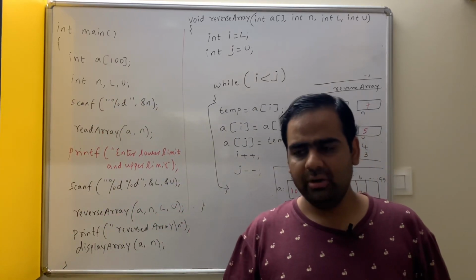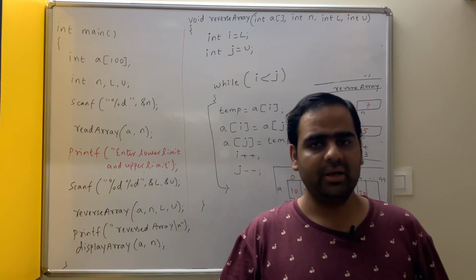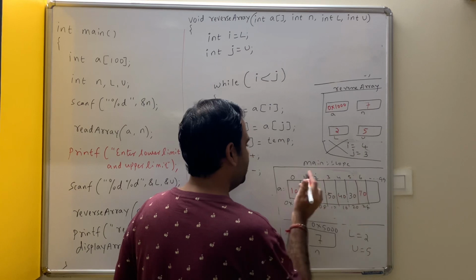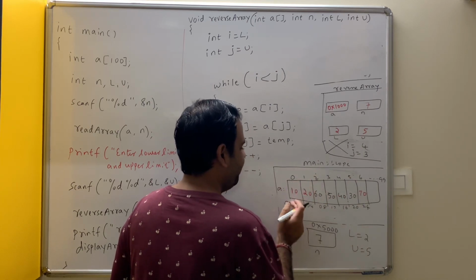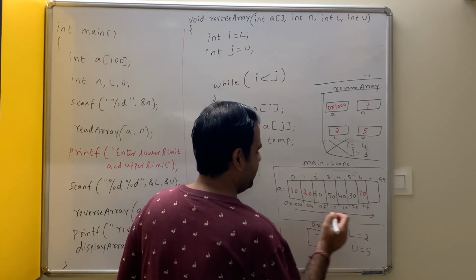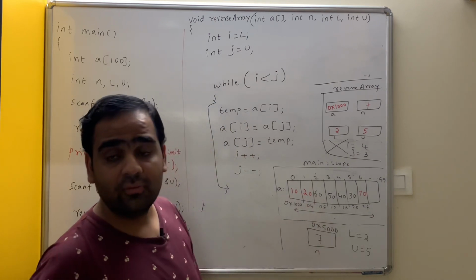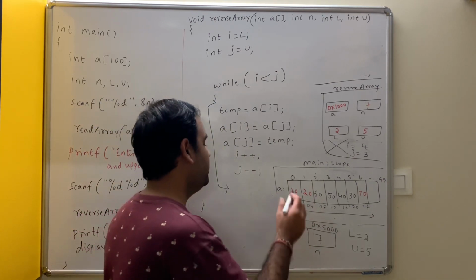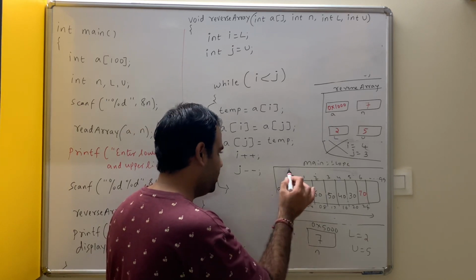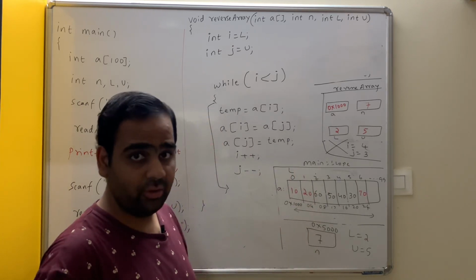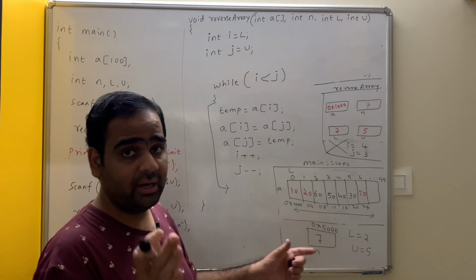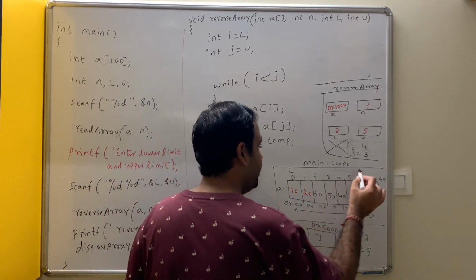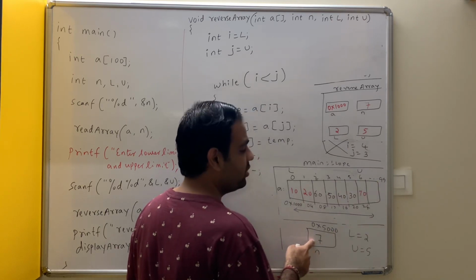Now the assignment would be, how do you reverse the complete array? If I want to reverse the complete array between index 0 and index 6, what should be the lower limit? The value of n is 7. The lower limit should be 0, because you want to reverse between lower limit and upper limit, and I want to reverse the complete array. And what should be the value of upper limit? It should be 6. And how is 6 related to 7?